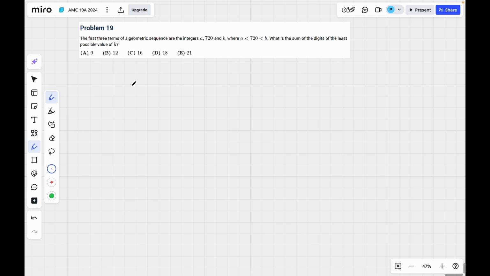So to get the least possible value of b, we want integers x and y, where x and y are both factors of 720. We want to minimize the ratio y over x while it's still greater than 1. And we will get the smallest value of b, which is 720 times y over x.